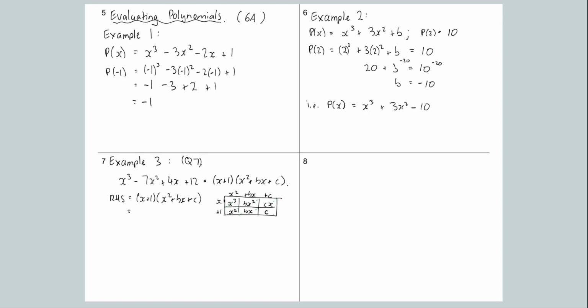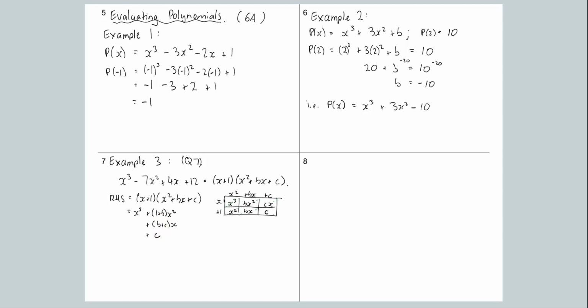So what does that mean? It means I've got an x cubed, and I've got 1x squared plus bx squared. So that's 1 plus b x squared. Yeah, just by adding the coefficients together, the bits before the squared term. This here, I've got bx plus cx. So that is, I'll just do it down here, b plus c x. And then finally, I've got a c. Okay, so that is the expansion of the right-hand side in powers of x.